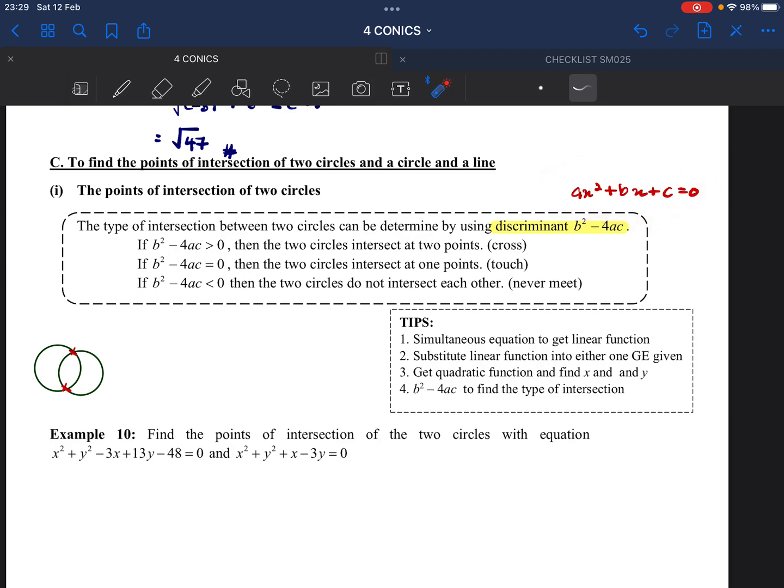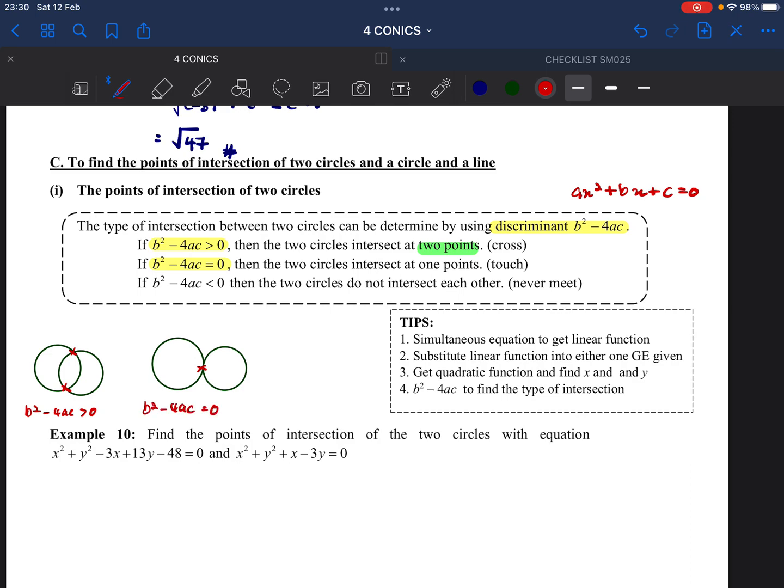If your b square minus 4ac, after you substitute the values, is greater than 0, that means the two circles intersect at 2 points, as what I have drawn here. So this is for b square minus 4ac greater than 0. If you calculate your discriminant and you get equals to 0, that means the circles only touch at 1 point. Here you have two circles, but they only touch at 1 point. So this is for b square minus 4ac equals to 0.